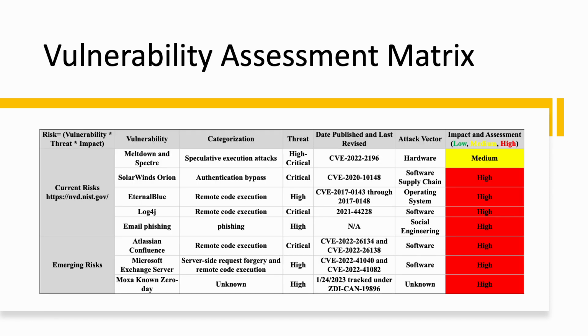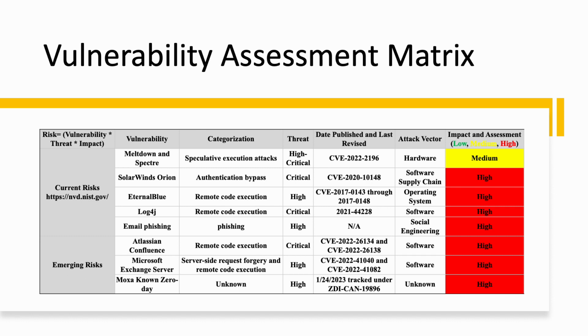Now that we've discussed the attack vectors and the attribution analysis, we'll dive into the vulnerability assessment matrix. For this diagram, what I want you to understand is that risk is calculated by the vulnerability times the threat times the impact. With these attacks pulled from the digital forensics investigators' research, these are the current risks that we have, and the emerging risks are also in this chart.